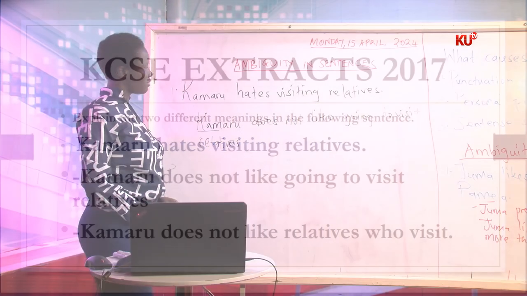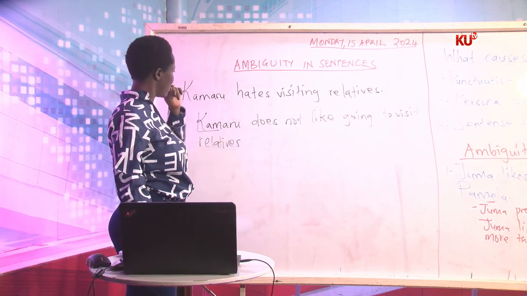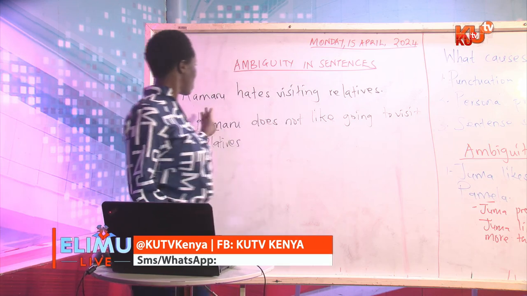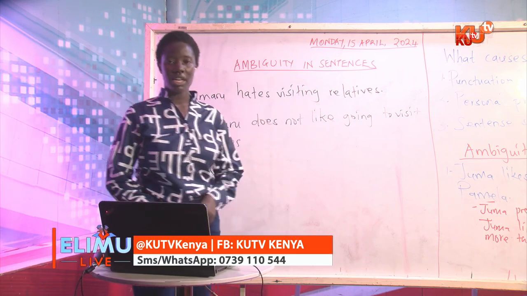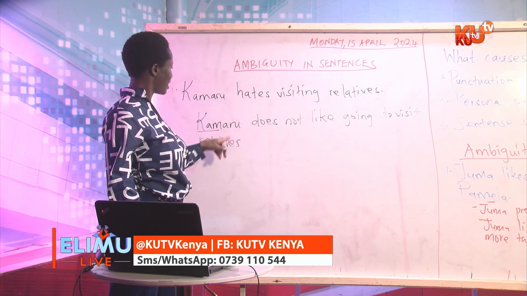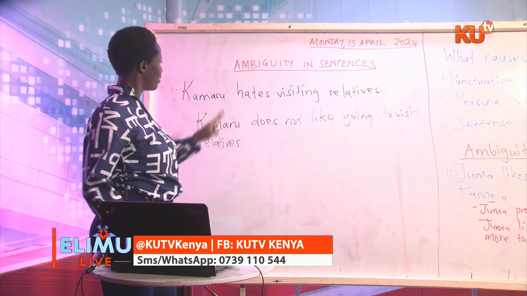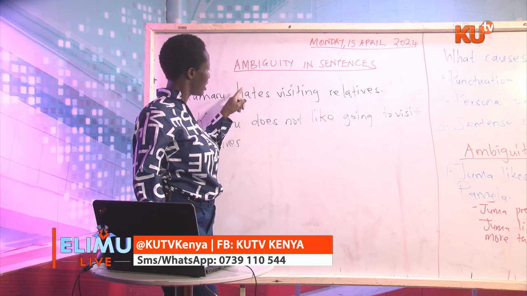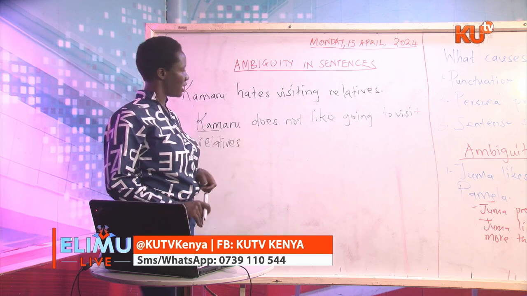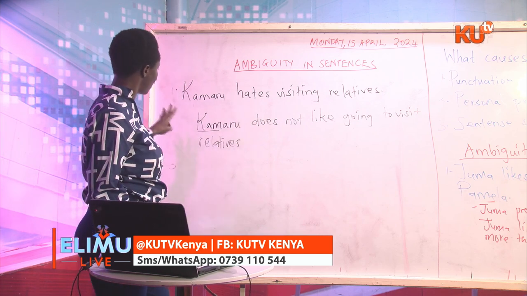If I can explain further, for you to remove ambiguity in this sentence, we have to look at the word hates, which is the action, or rather the verb in this statement. Hates is the verb in this sentence. If you repeat the same, Kamaru hates visiting relatives, the ambiguity will still be there. But if you replace the verb with another word or other words, then the sentence is going to be clear.